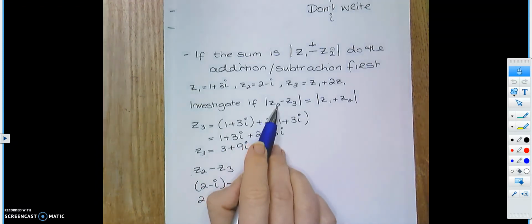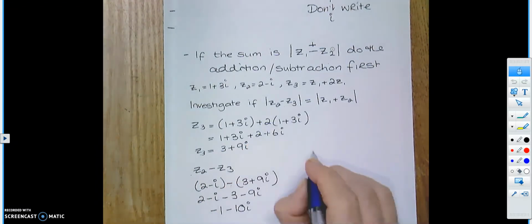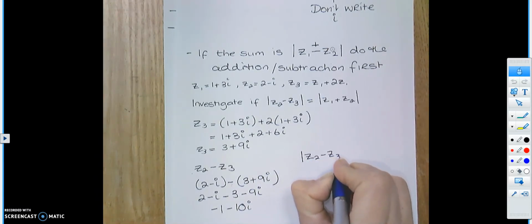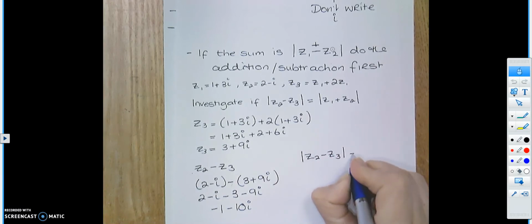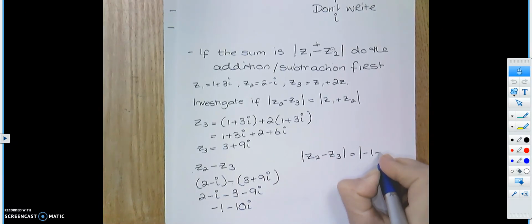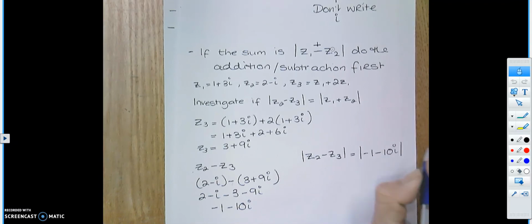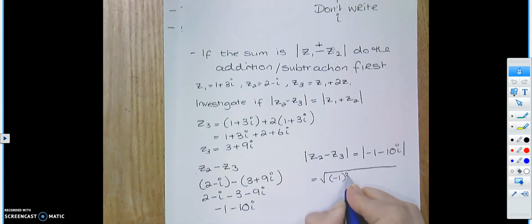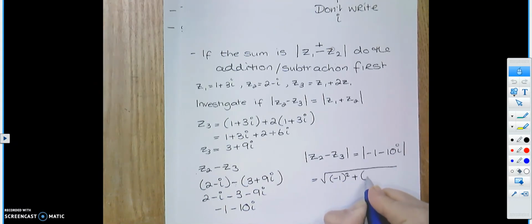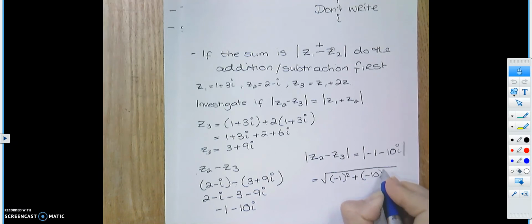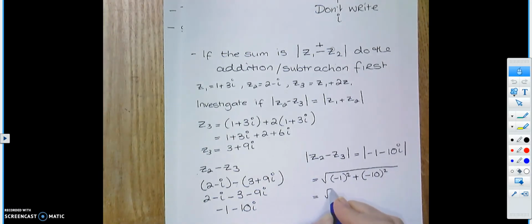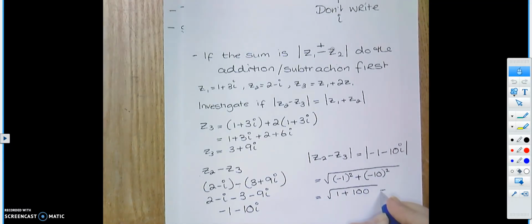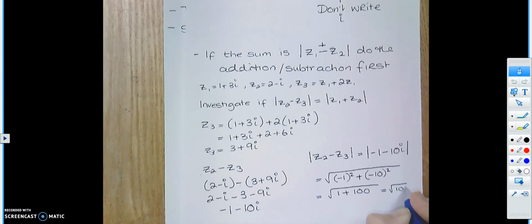Okay, so that's this bit, but we want the modulus of it. So the modulus of z2 take away z3 is equal to the modulus of minus 1 minus 10i. The method is we square the real, so minus 1 squared, plus we square the coefficient of the imaginary, so minus 10 squared. When you do that, you're getting 1 plus 100. So for that, I'm getting 101.